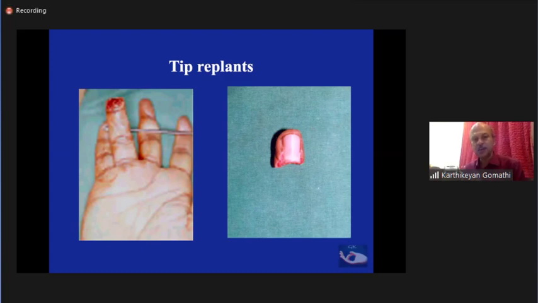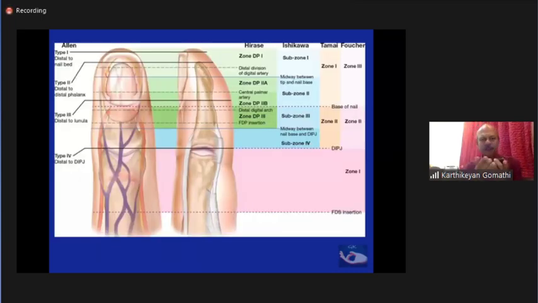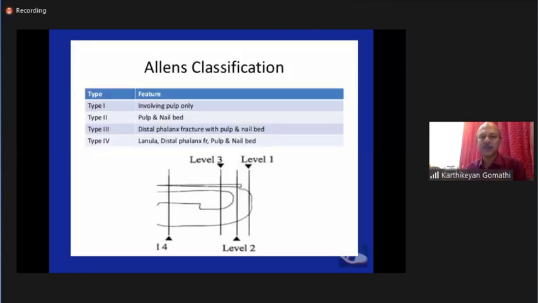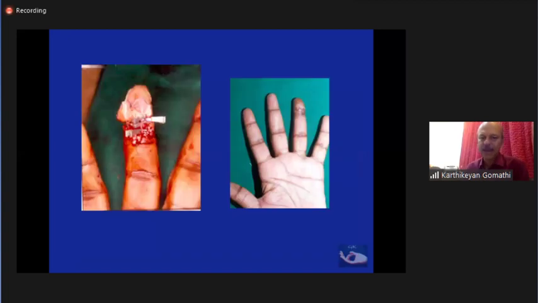We need to use finer suture materials. There are different classifications for the levels of amputation, starting from Allen, Hirase, Ishikawa, and Tamai. But the most commonly used classification of the tip replantation is the Allen classification, where type 1 involves the pulp, type 2 involves the pulp and nail bed, type 3 involves the distal phalanx fracture with the pulp and nail bed, and type 4 the lunula, distal phalanx fracture, pulp and nail bed.